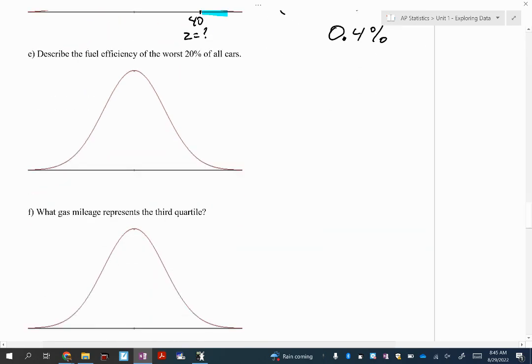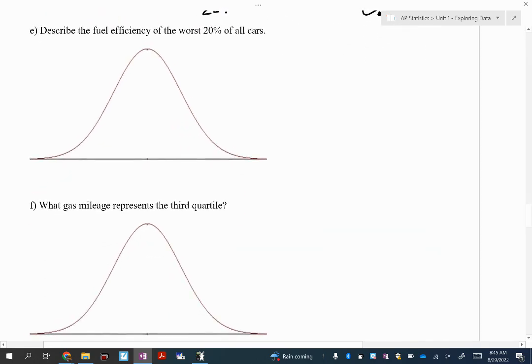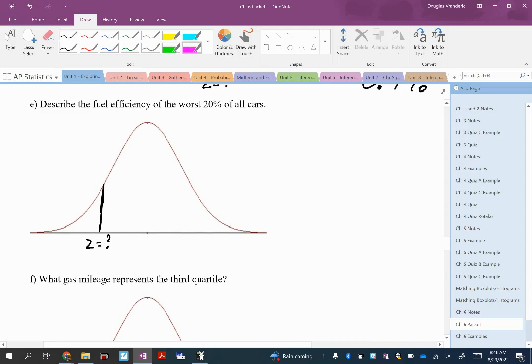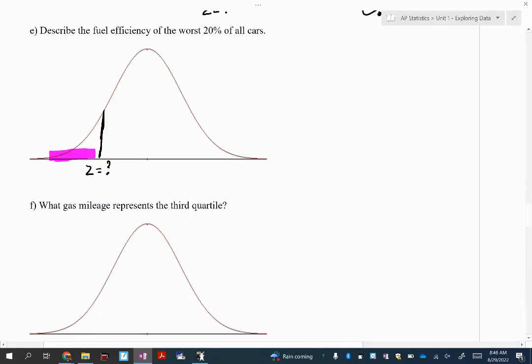Okay, now let's change the problem just a little bit, right? Same model, not doing anything with that. But it says describe the fuel efficiency of the worst 20% of all cars. So the worst 20% of all cars, that means that I need to pick a value here. I don't know what that z-score is, so I'm going to hit question mark. And it's saying the worst 20% would mean that we're shading this way.